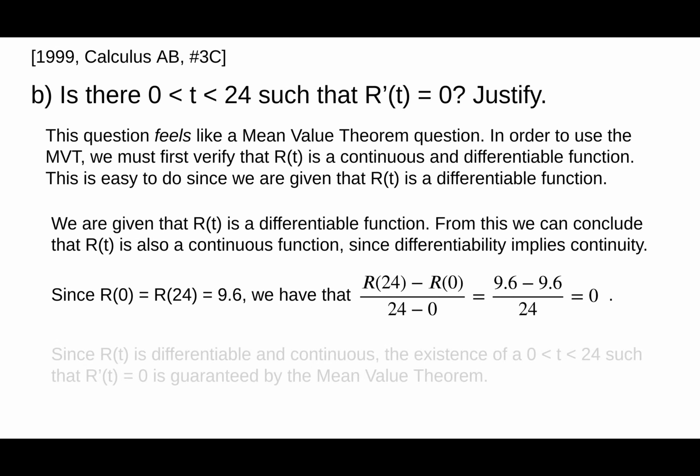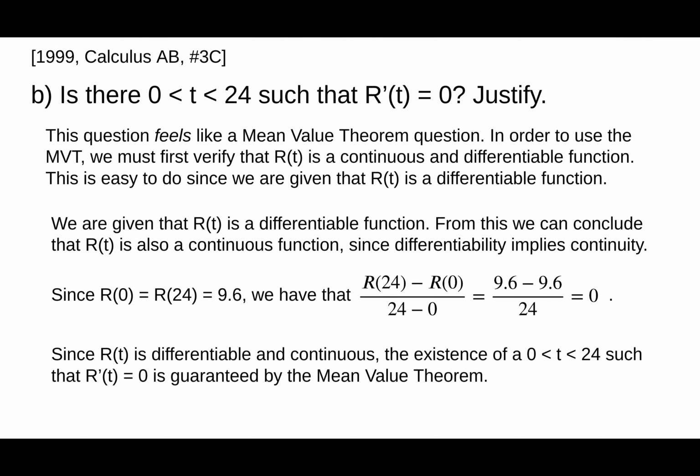So yes, there is a value of t between 0 and 24 where r prime of t is equal to 0. The mean value theorem guarantees this. And just a reminder, you don't actually need to state that you're using the mean value theorem. You just have to use the mean value theorem. You have to verify that the conditions for the mean value theorem are satisfied, and then you have to show whatever the conclusion would be, but you don't have to name the theorem that you're using.